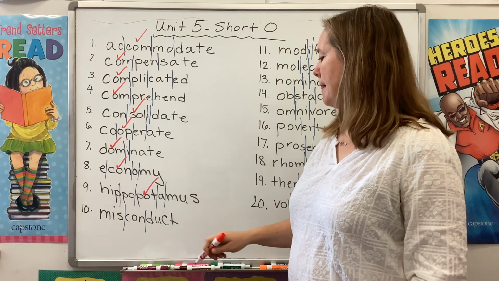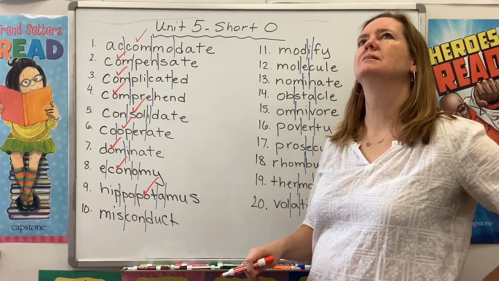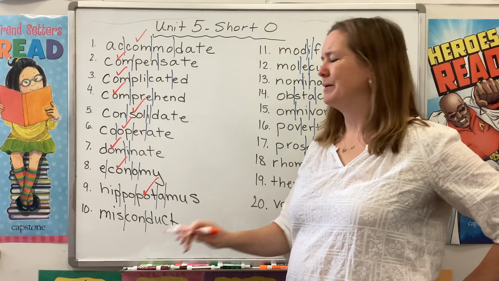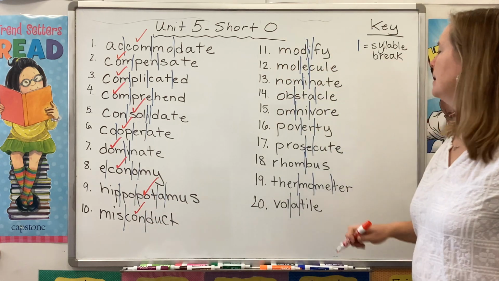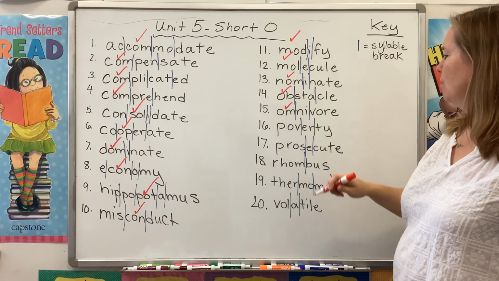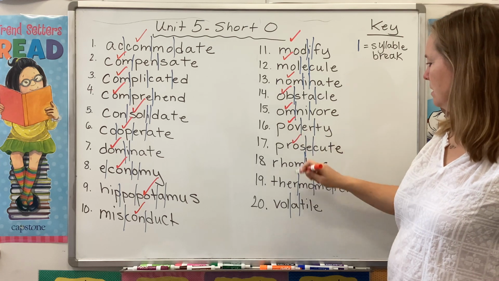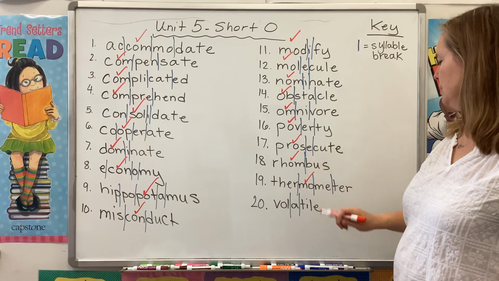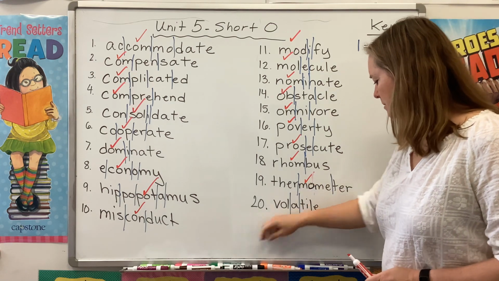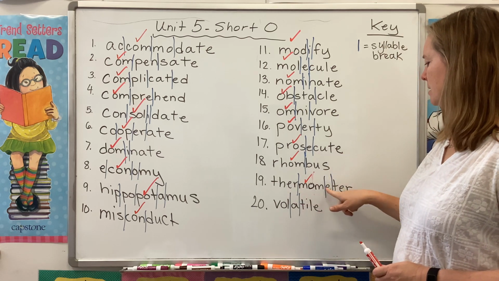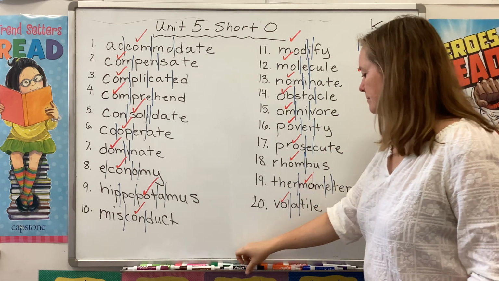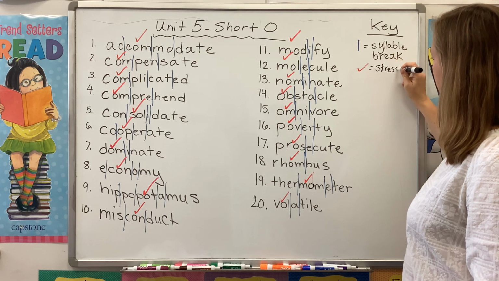Hippopotamus, third syllable. Misconduct. That one's tricky. What do you think? First syllable, misconduct or misconduct? I'm going to go with the second syllable. Modify, molecule, nominate, obstacle, omnivore, poverty, prosecute, rhombus, thermometer. You know what? I'm going to move. And if you can't do this on your page, that's fine. But I'm going to move my syllable break over there. So I have thermometer. It doesn't really matter. And then volatile. Okay. Red check equals stressed syllable.